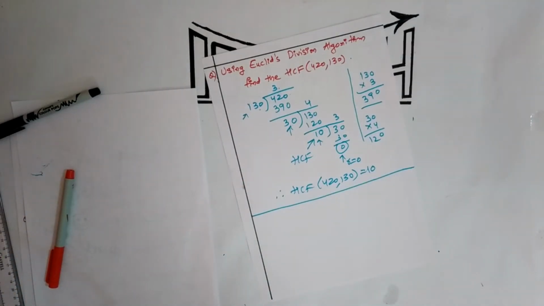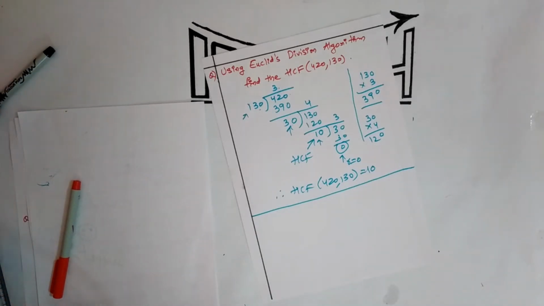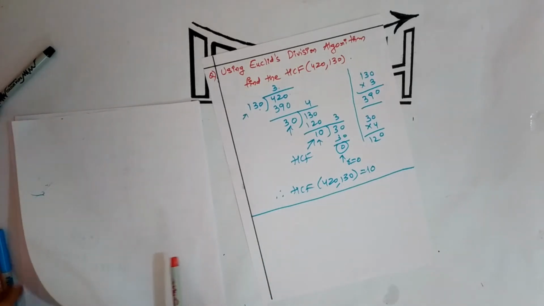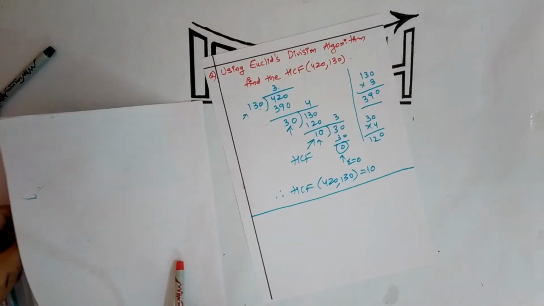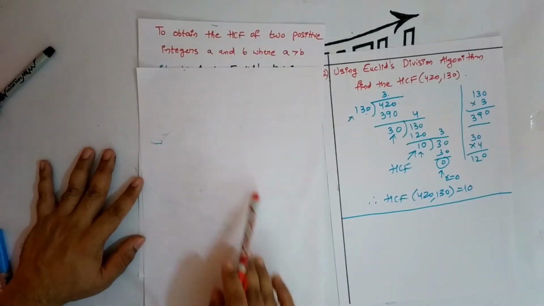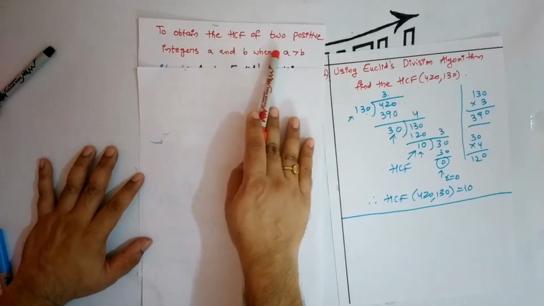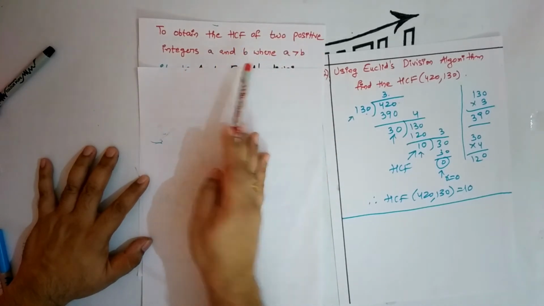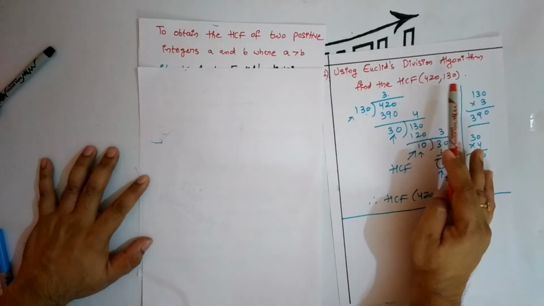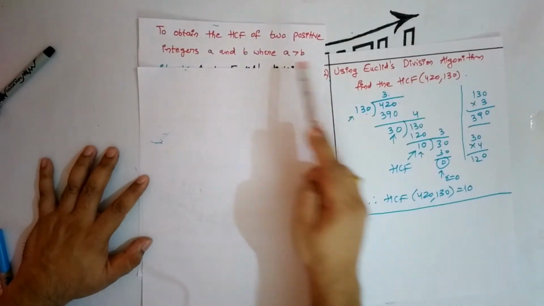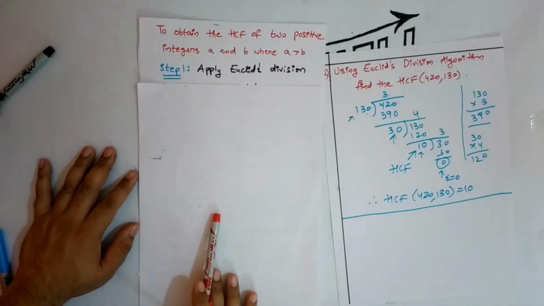But now if I ask you what is Euclid's division algorithm, are you really clear? You just know what to do in the Euclid's division algorithm, but let's formally look at the statement that is given for it. This is what is given in the textbook. To obtain the HCF, that is highest common factor, of two positive integers a and b, where a is greater than b, because 420 is greater than 130, here a is 420 and b is 130.